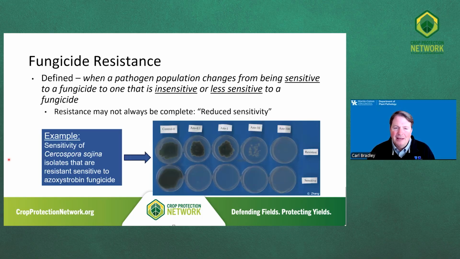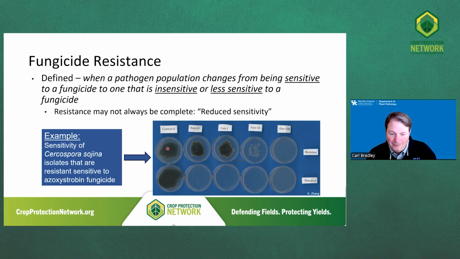I'll give you an example here of what this looks like in the laboratory. What you see in that picture on the right is the fungus Cercospora sojina, which causes frogeye leaf spot of soybean. This bottom row of Cercospora sojina, growing in petri dishes here, is sensitive to the fungicide azoxystrobin, and this top row here is resistant to the fungicide azoxystrobin.